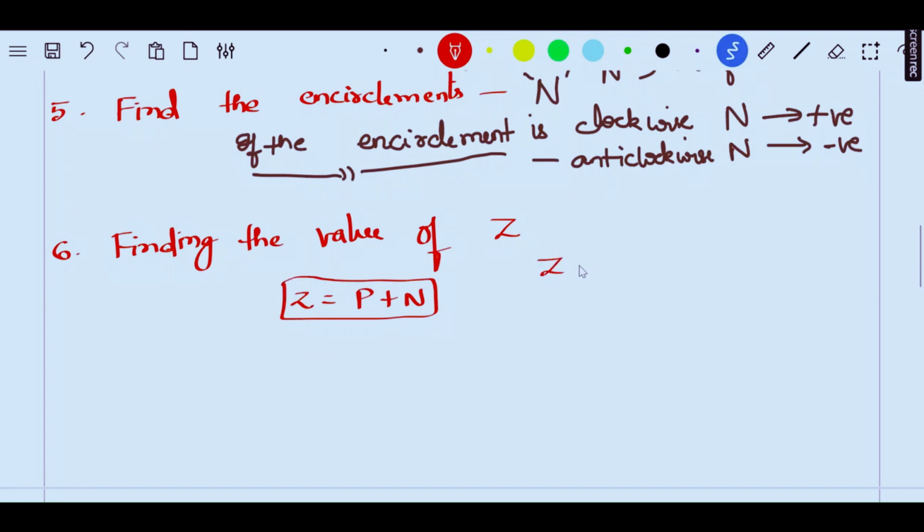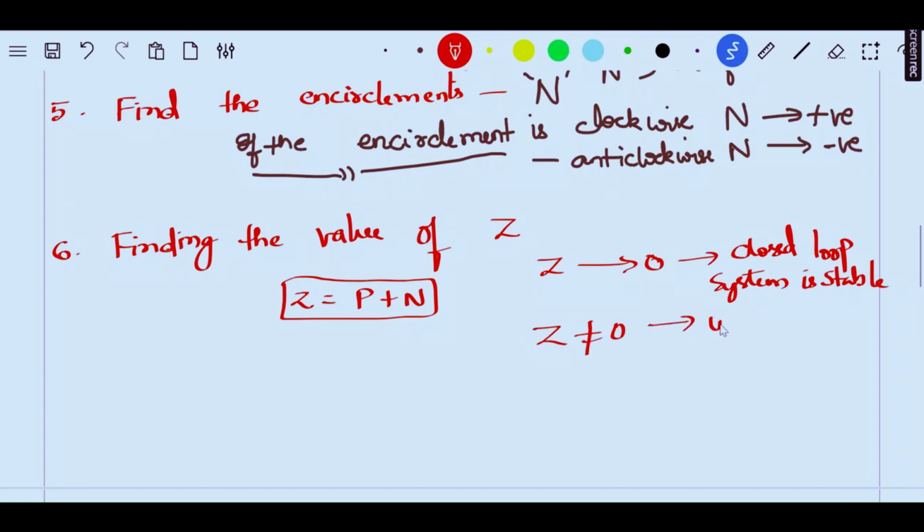If Z equals 0, then the closed loop system is stable. So Z tells us whether the closed loop system is stable or not. When Z is equal to 0, the closed loop system is considered to be stable. When Z is not equal to 0, the closed loop system is unstable.